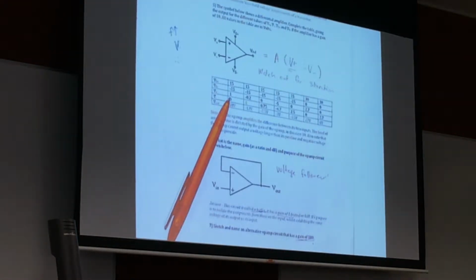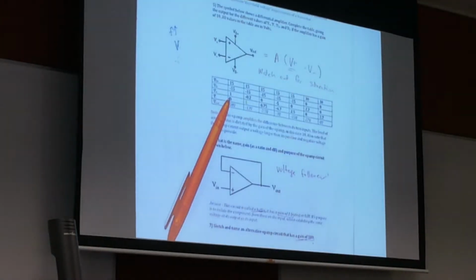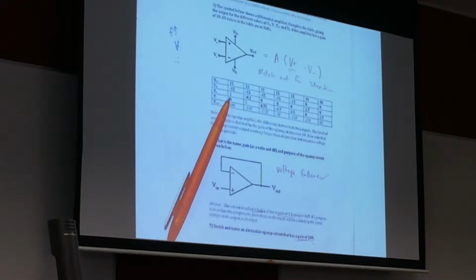So for you to work out your output, it's quite straightforward. Ask yourself, what is your gain? The question gives you the gain. Pick the gain, multiplied by, see what's your input for your V plus, what's your input for your V minus. Is that clear? Find the difference, multiply by the gain. That's it.